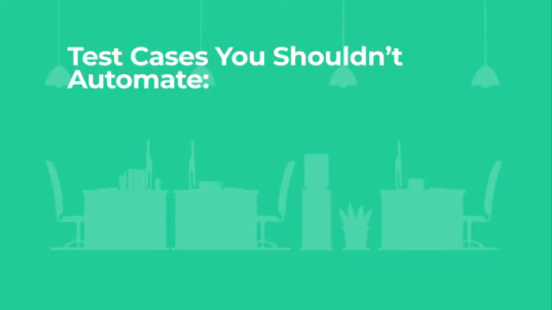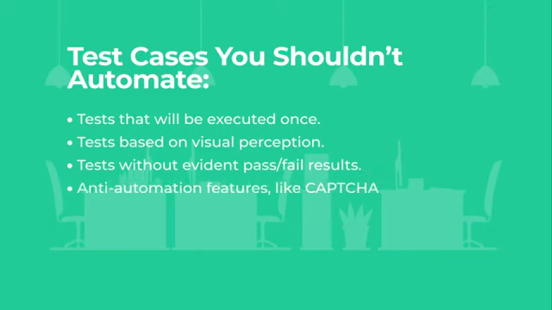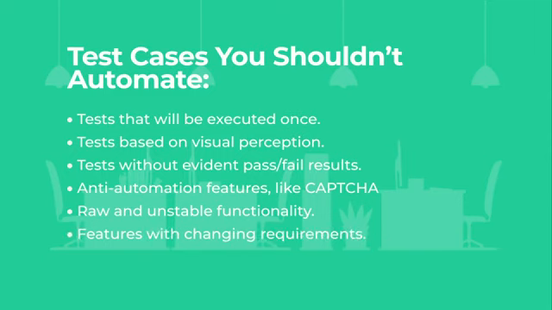Meanwhile, some test cases are not suitable for automation, including tests that will be executed once, tests based on visual perception, tests without evident pass-fail results, anti-automation features like CAPTCHA, raw and unstable functionality, test cases for the functionality with changing requirements, and newly designed test cases that haven't been executed manually yet. Automating these things can take a lot of time, and the results you'll get won't be accurate.